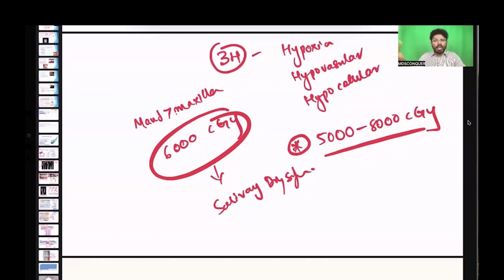Radiation caries is how many types? Radiation caries is basically type 1, type 2, type 3. Which type of radiation caries is more common? Out of these 3 types, type 1 radiation caries is more common.